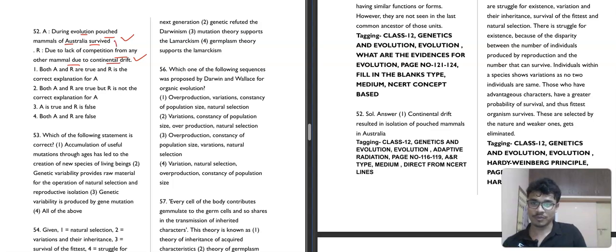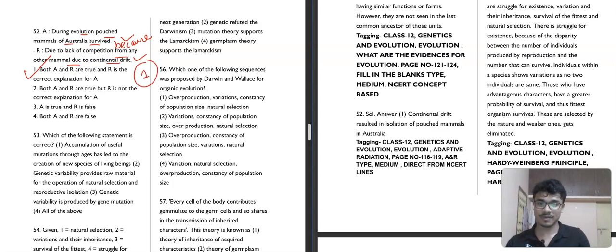So, what you have to do is put a "because" here. Now, read this. During evolution, pouched animals of Australia survived because of lack of competition from any other mammal or due to continental drift. Okay, so it is correct. Both assertion and reason verify each other, the reason correctly explaining the assertion. So, it is a correct explanation. So, the first option will be your correct answer.